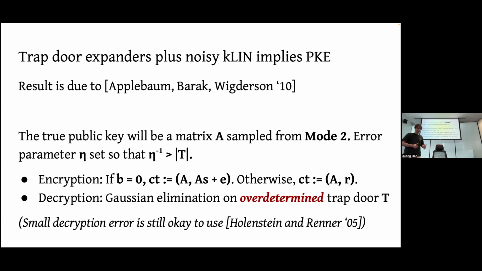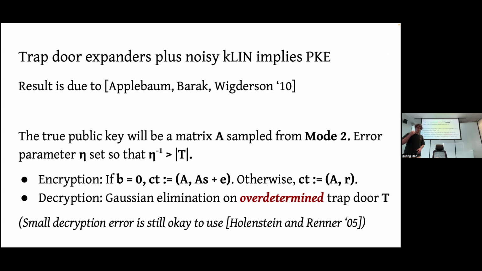Okay, and then for encryption, if, for example, we want to transmit a 0, then we'll set the ciphertext to be the matrix and then a noisy sample of a totally random secret S. And if we want to transmit a 1 instead, then we'll just send out the pair of the matrix and a totally random vector. For decryption, because of the way that we've adjusted the error rate, we can use Gaussian elimination on this small overdetermined trapdoor. Because remember, we have more equations than variables. Now, note that we might have some small decryption error, but this is totally okay to still apply the result that I discussed by Holenstein and Renner to get standard public key encryption.